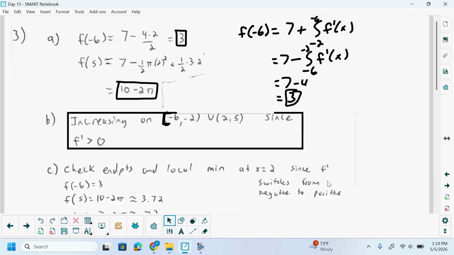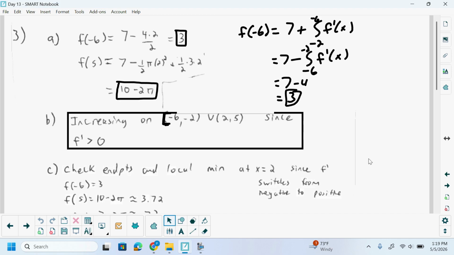Because if we want to find what f of negative 6 is, we've got to use the fact that we know that at negative 2, f is 7, and then we'll do the integral of the derivative from negative 2 to where we want, so negative 6 in this case. And that's what's in the handwritten black over on the right. I'm doing that accumulation function.